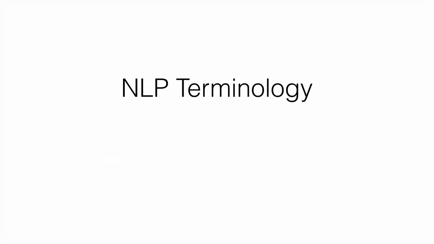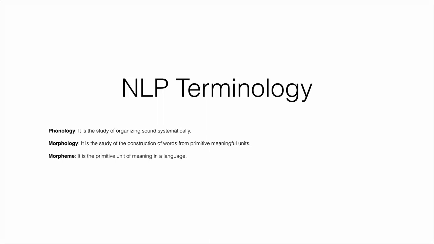Then we have a set of terminology that's used in natural language processing. So there is phonology. It is the study of organizing sounds systematically. Then there is morphology, the study of the construction of words from primitive meaningful units. And when we go back to phonology, we think about, again, Alexa and Siri and how you speak to them. That's where phonology will come in, because it's got to be able to organize those different sounds. And we have morpheme. It is the primitive unit of meaning in a language, so a basic unit of meaning.